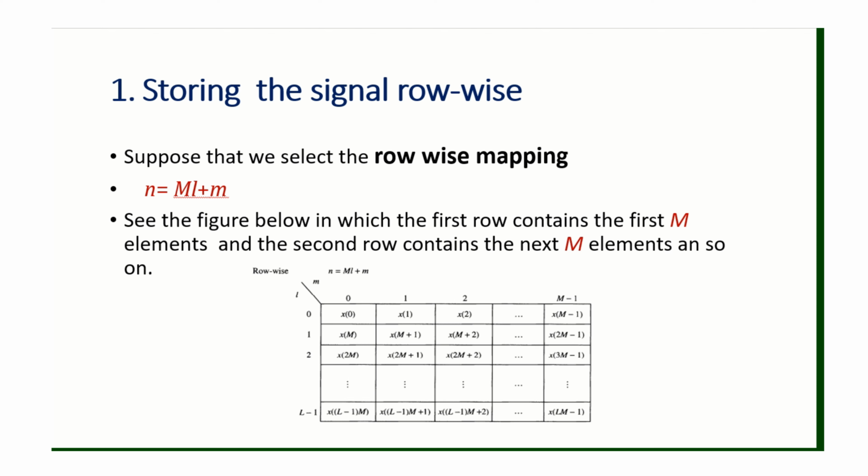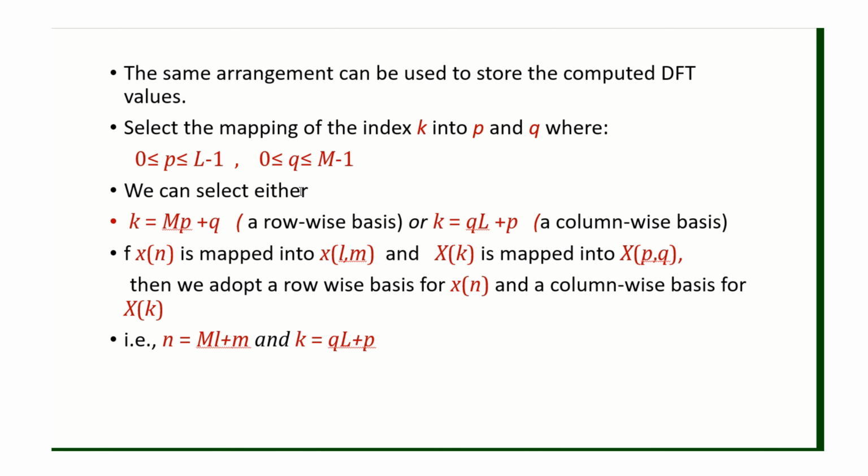Now a similar representation can be used to arrange the computed DFT values, that is X of k. X of k can also be represented as X of p comma q using a two-dimensional array, where p ranges from 0 to L minus 1 and q ranges from 0 to M minus 1. The mapping can be either row wise or column wise, based on how you take the input mapping.